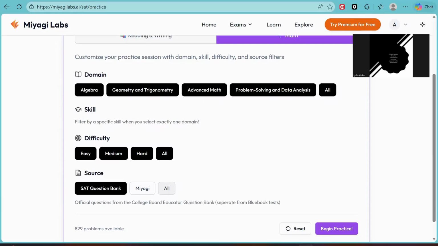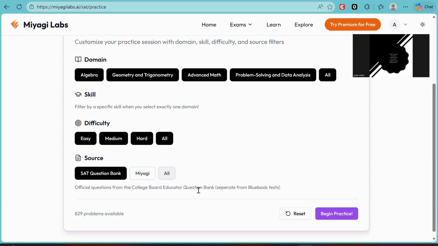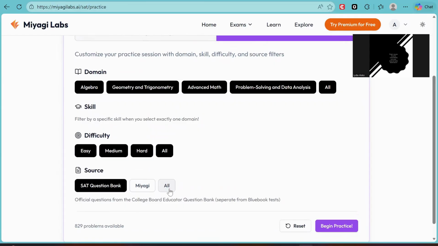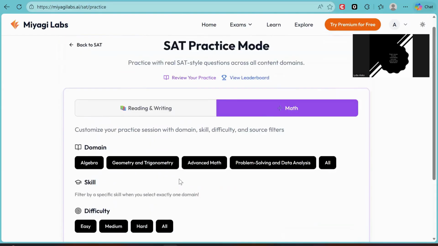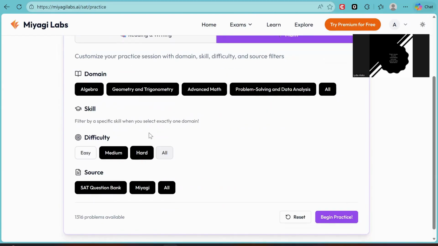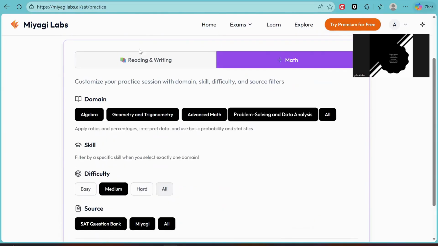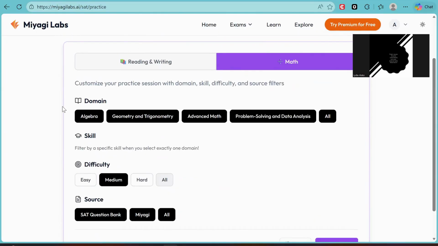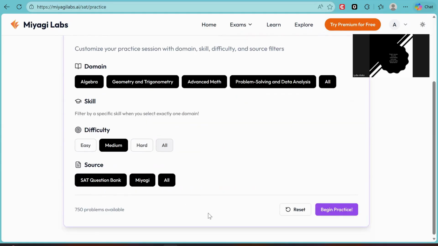We're going to prepare. We're going to do some questions. And my goal is to get through at least 10 to 20 questions with you guys today, and if possible, as much as I can. So for the math, we're going to do just medium, like I said. We're going to do all the domains: algebra, geometry and trigonometry, advanced math, problem solving, and data analysis. Difficulty medium, sources, the SAT question banks, and all from Blue Book and from different areas. All right, let's begin practicing quickly.